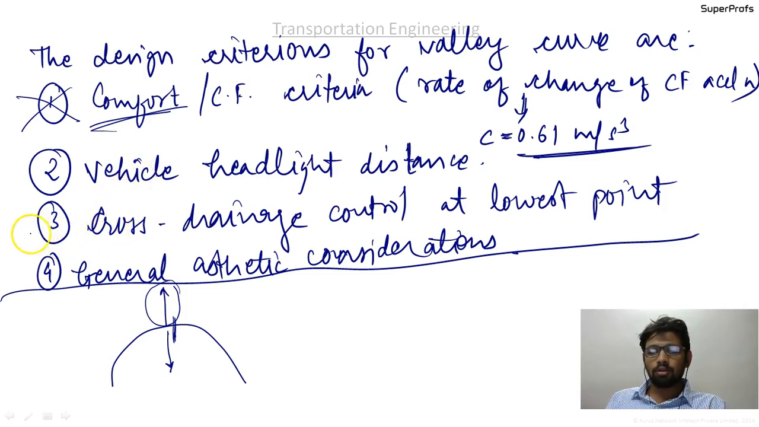So cross drainage control. Drainage is also not a problem in the summit curves because the water is going to flow like this. The aesthetic considerations, yes, have to be taken care of even in the case of summit curves, and the sight distance is a consideration. It is not the vehicle headlight sight distance, it is just the sight distance. It may be stopping sight distance at times, overtaking sight distance at times, and at times also intermediate sight distance. So the sight distance and the general aesthetic view are the considerations in summit curves.